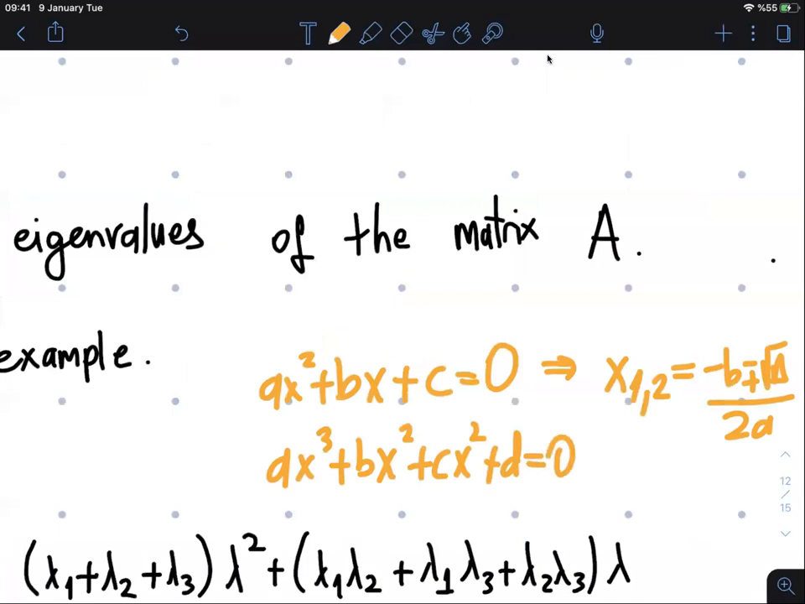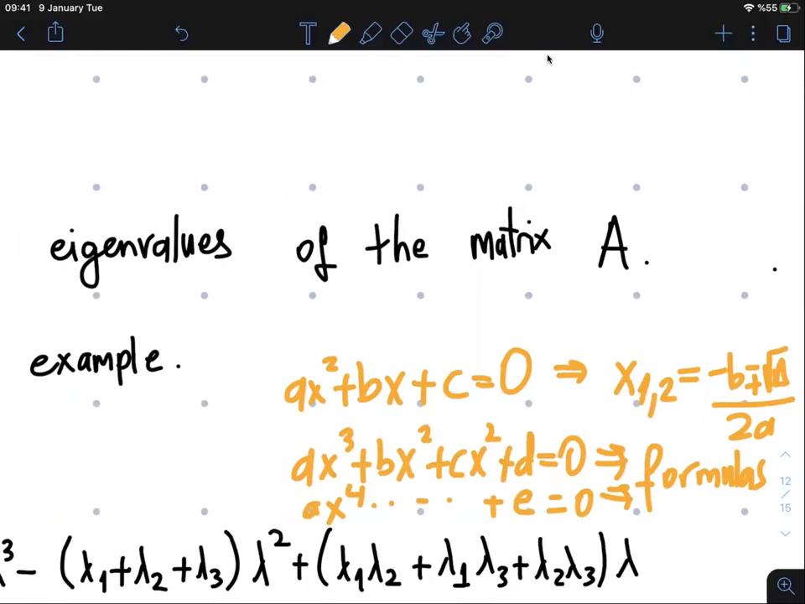And there's also a formula for quartic polynomials, polynomials of degree 4. So there are formulas for these ones, but the formulas are very long and not very useful. And there's an important theorem in mathematics which says that there is no formula for polynomials of degree greater than 4, okay? There is no general formula. Of course, we can solve for the roots of some polynomials, but there is no general formula like this one, okay?